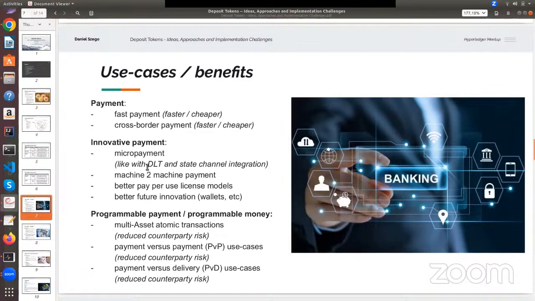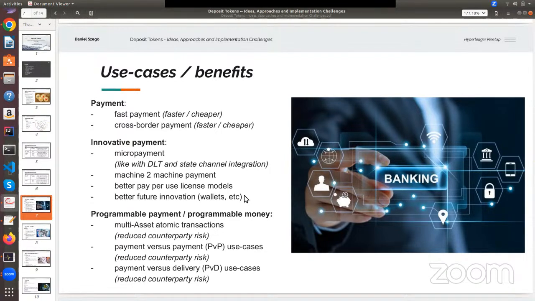So if you have a blockchain, then we can have a state channel integration. So we can have, you know, a thousand transactions per second or something similar. It can provide machine-to-machine payment, perhaps generally better pay-per-use license models, and perhaps even better innovations like wallet integrations and so on.